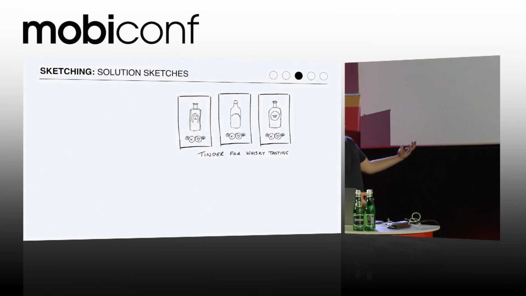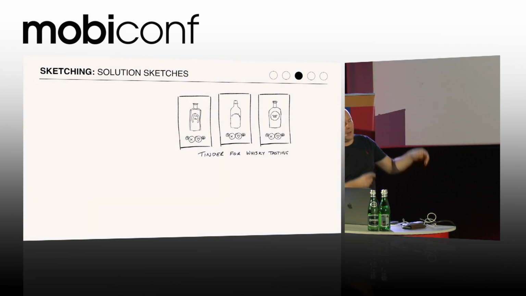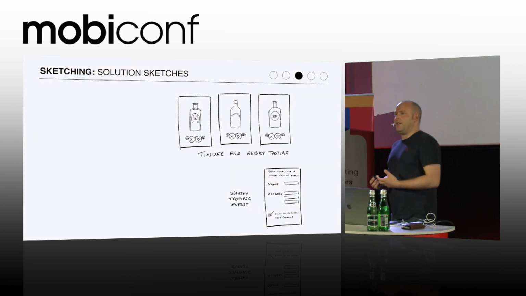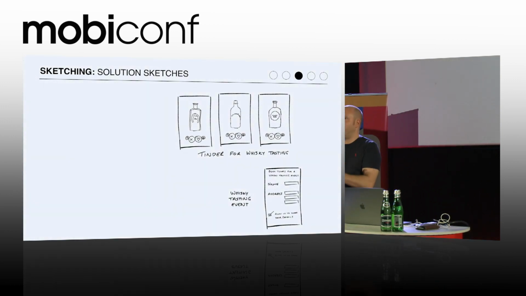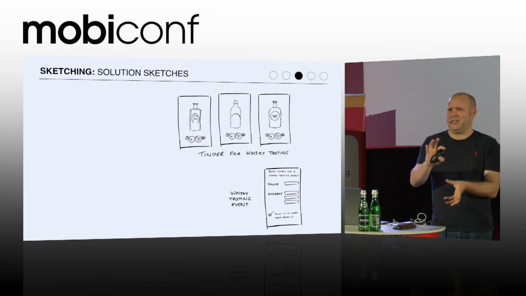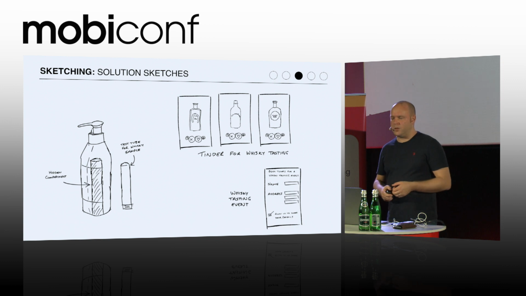So someone comes up with the idea of Tinder for whiskey: swipe left, swipe right, all that kind of thing. Perhaps someone comes up with the idea for some kind of online to offline interaction, like a whiskey tasting event where you fill out a form. Again, it sounds a little bit weird, with privacy concerns and data concerns.